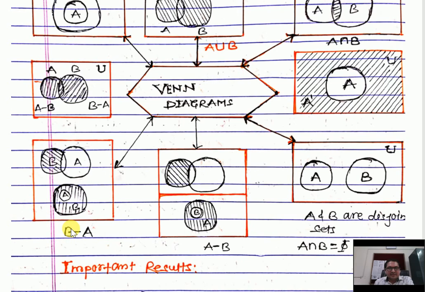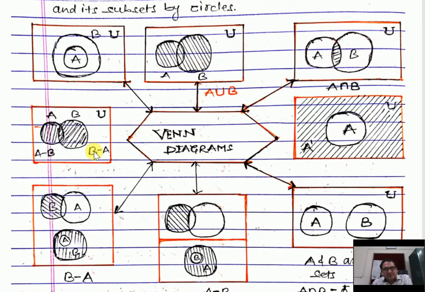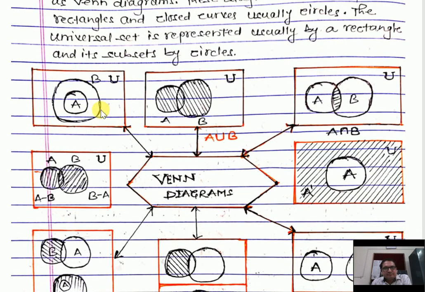Now B minus A. B minus A means what? Again all elements of B which do not belong to A. This one is also B minus A, means you have to shade all elements of B. Okay, B parts are shaded, but the common elements in A and B you are not supposed to shade. Similarly, this is A minus B, this is B minus A, and this common part is the A intersection B. Here this is the subset, right? A is the subset of B.